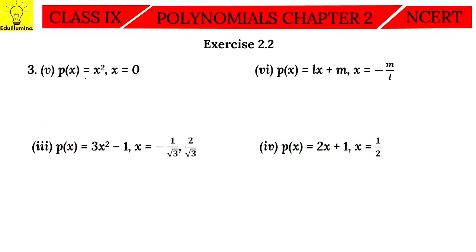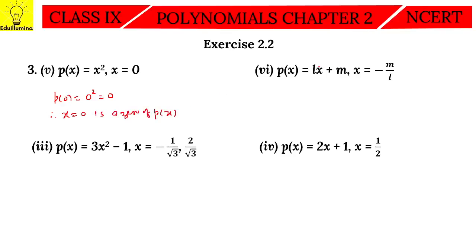Then p of x equal to x square and x equal to 0. So here we will put x equal to 0 in the given polynomial. 0 square, which is equal to 0. So therefore x equal to 0 is a zero of the polynomial x square.